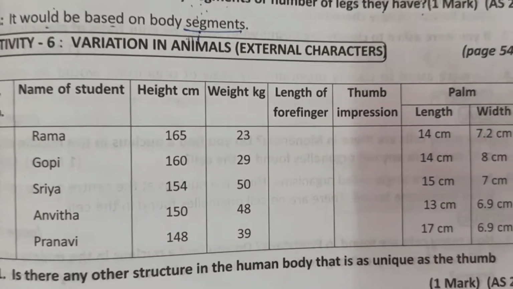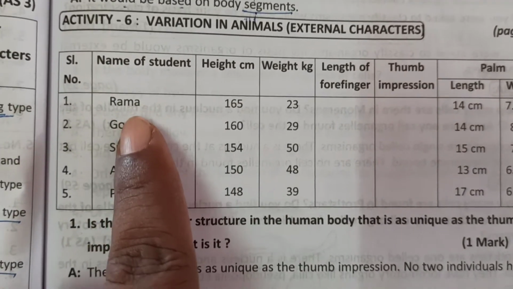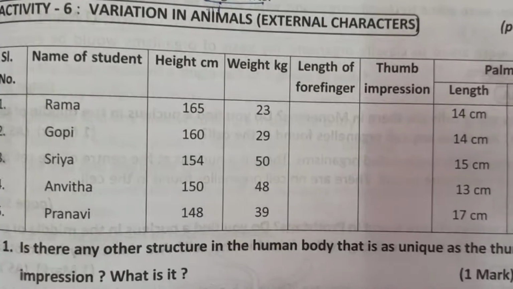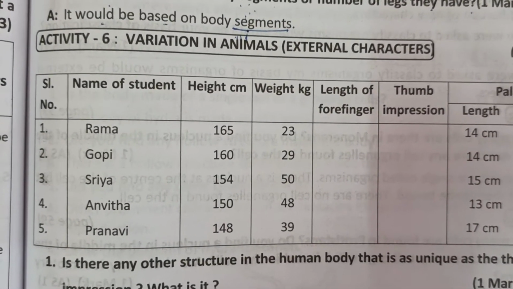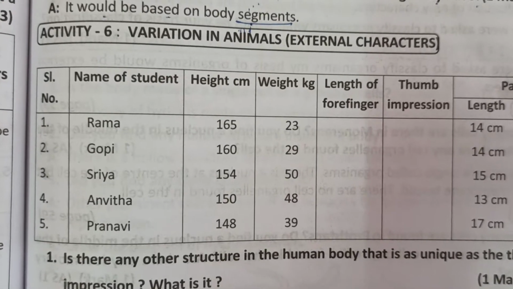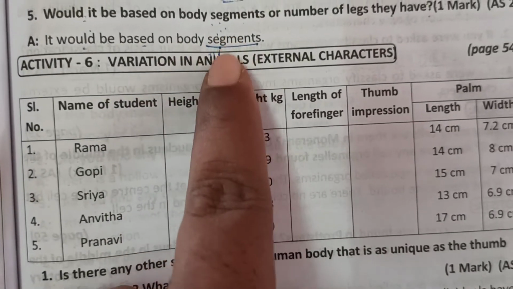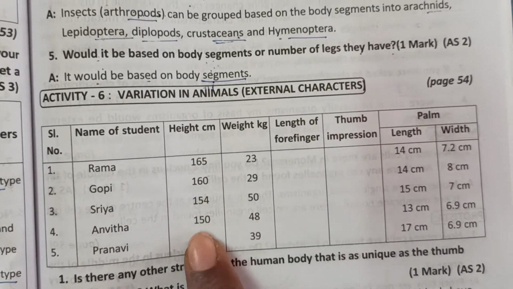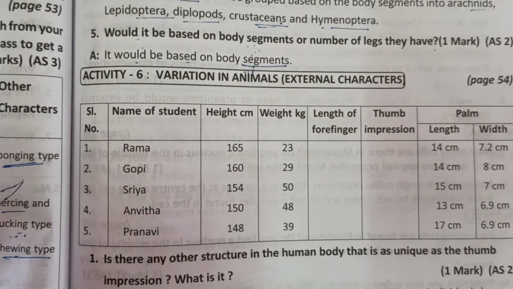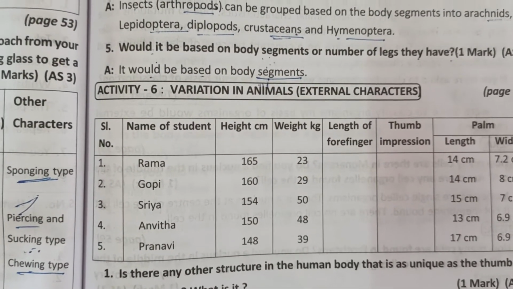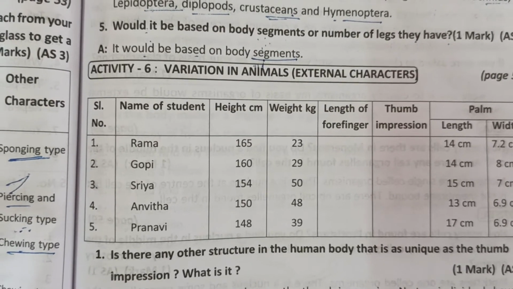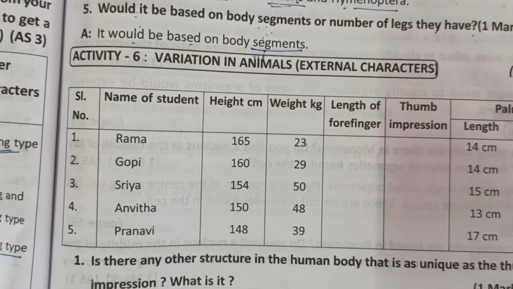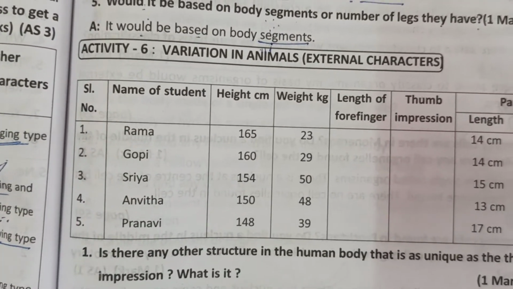Let us come to activity number 6. Let us take some examples of six members in a classroom: Rama, Gopi, Sriya, Anvita and Pranavi. Let us take height in centimeters. You know how to take height in centimeters from 8th class itself, and how much height can be reached after the growth period was also explained in 8th standard. Now we stand near a wall and take the height in centimeters using a tape or a long scale.